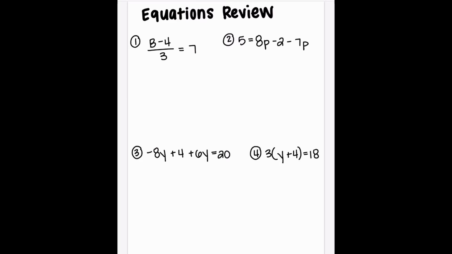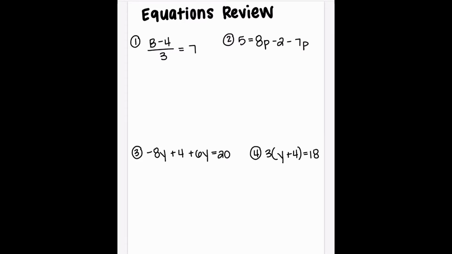The first one, we have b minus 4 all divided by 3 is equal to 7. So notice where our variable is. We want to get this b by itself. Since that's in the numerator, we can't do anything with the b minus 4 until we have undone that division by 3. So to do that, we will multiply by 3 on both sides.